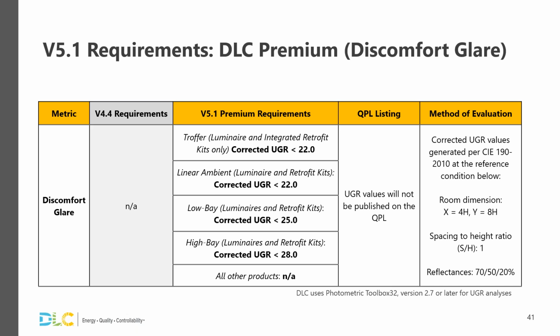How do we calculate UGR? We use the procedure specified in CIE 190-2010. As you can see, DLC has specified the requirements for room size, surface reflectances, and fixture spacing for the UGR evaluation. We have benchmarked software, including Photometric Toolbox 32, version 2.7, against the CIE standard, and found this software package to be accurate. So DLC will be using Photometric Toolbox 32, version 2.7 or later in its analyses, and will also be using it to evaluate applications.